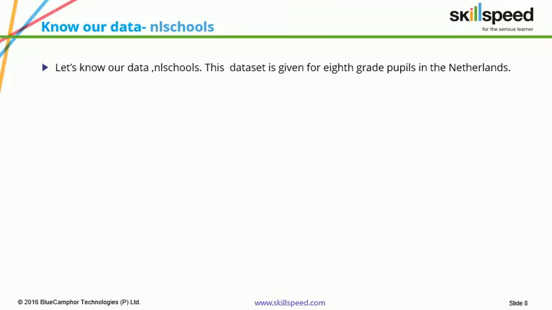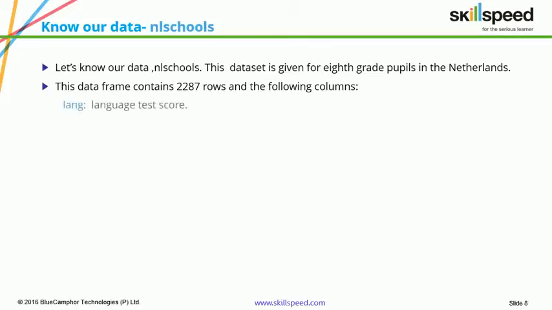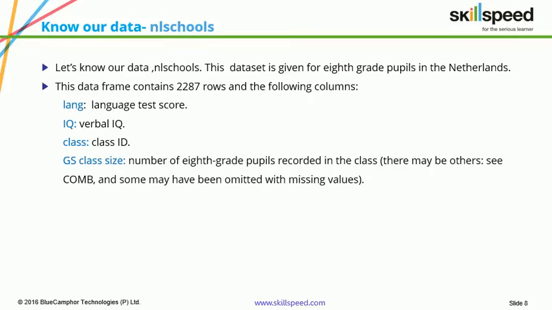Let's first understand the data nlschools. This dataset is given for 8th grade pupils in the Netherlands. The data frame contains 2,287 rows and the following columns. Lang refers to the language test score. IQ is verbal IQ, whereas class tells you about the class ID. GS, class size, denotes the number of 8th grade pupils recorded in the class.